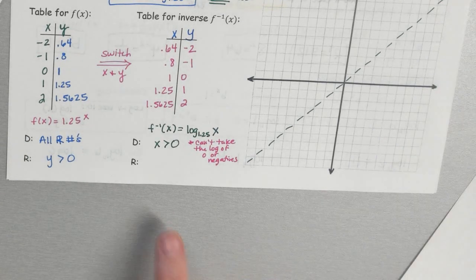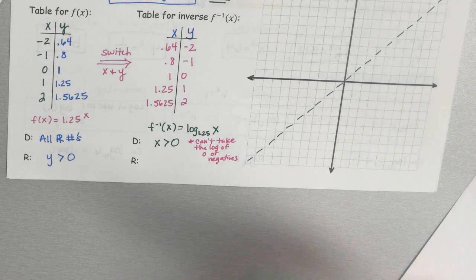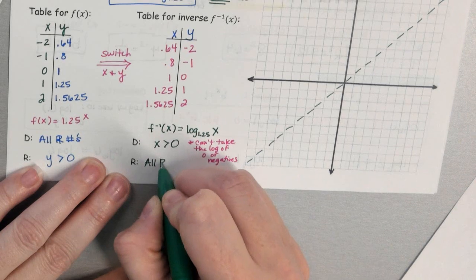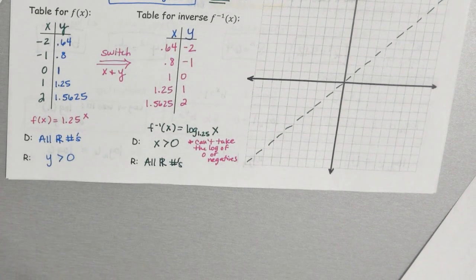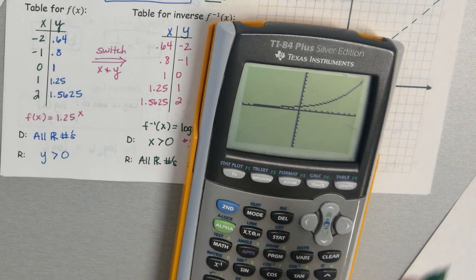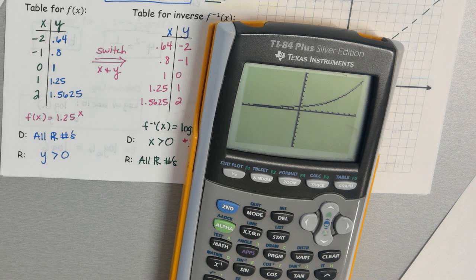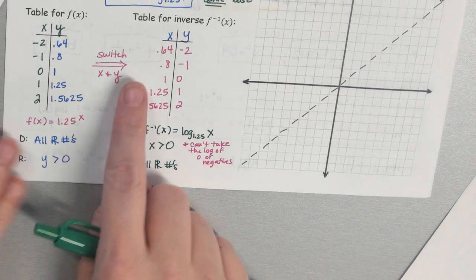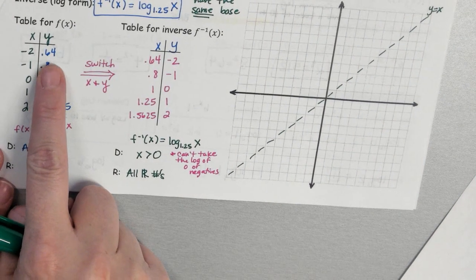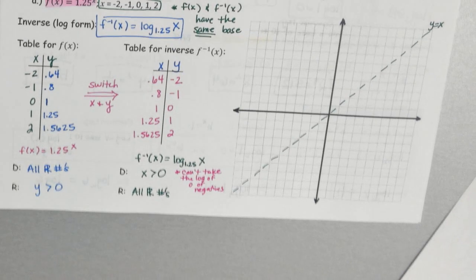And then the range is going to be what? If they switch, what's it going to be? Those are all real numbers. Do you remember how for exponential functions, it's following the x-axis? Guess what's going to happen with the logs? Everything switches. So what's it going to follow now? If this one follows the x-axis, the other one's going to follow what? Yep, the y-axis.